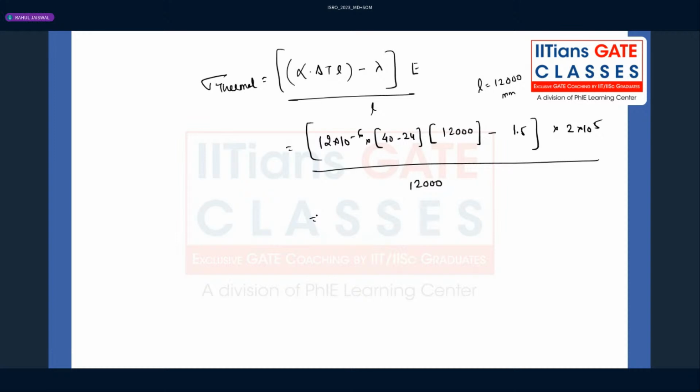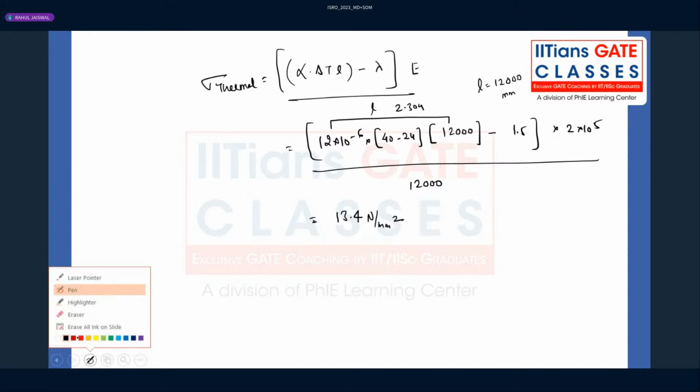12 into 10 power minus 6 into 16 into 12,000. That value is coming as 2.304, minus 1.5 into 2 into 10 power 5 divided by 12,000. So you'll be getting 13.4 Newton per mm square. And what should be the nature? The nature should be compressive stress.